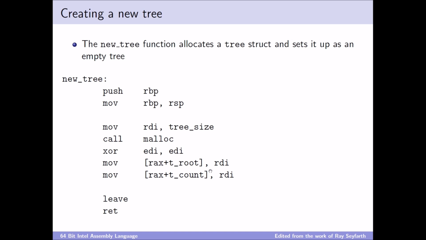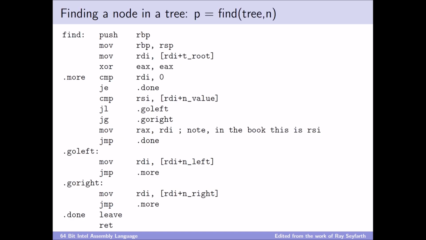And then we want to specify the root node of our tree in addition to the number of nodes present. However, at the moment, the root node should be null because we don't actually have any elements in our tree. And in the same sense, we obviously have no nodes, so the count should also be 0. So that's why we XORed EDI, and then we move that 0 value into both the root to indicate it's a null pointer and 0 into count to indicate that there are no nodes present.